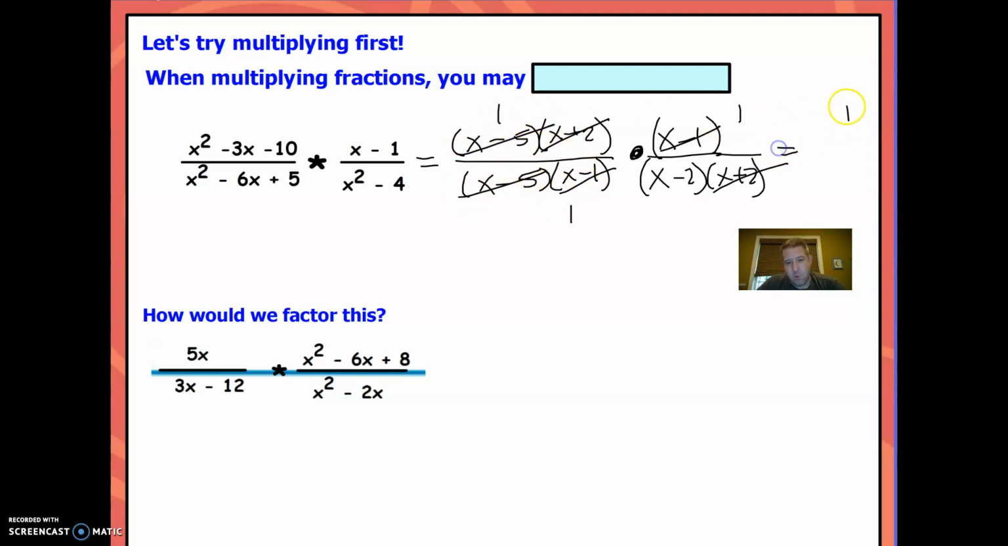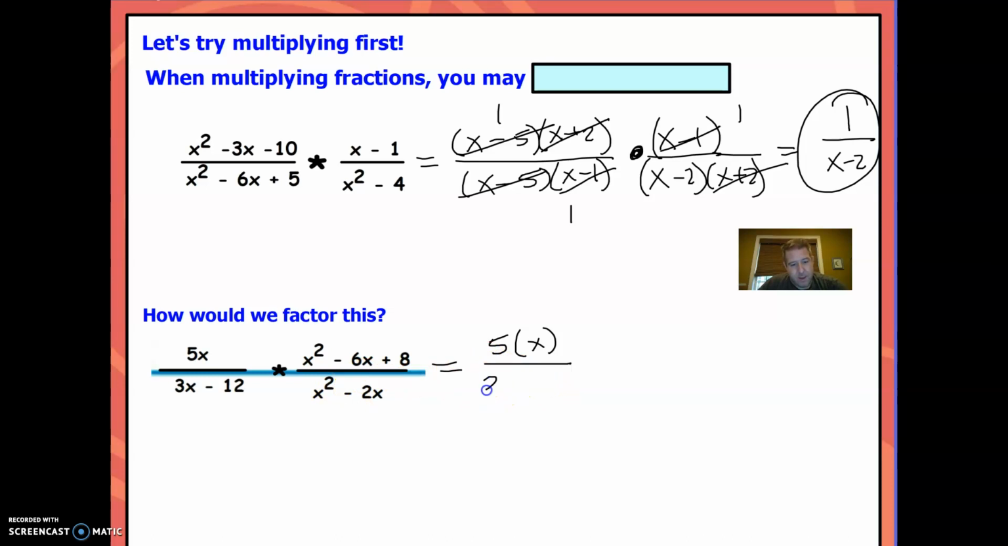1 times 1 is 1 on top, and 1 times x minus 2 is x minus 2, and there's your answer. All right, so one more. Now 5x, I'm going to do the silly thing, and I'm going to take that one term and split it up into two factors, and you'll see why later.